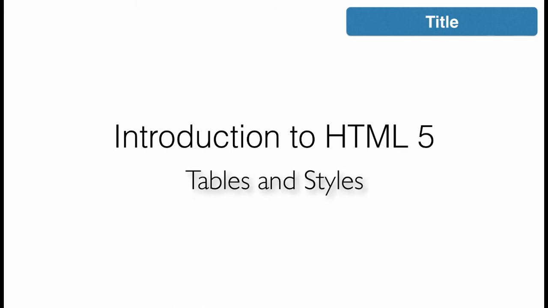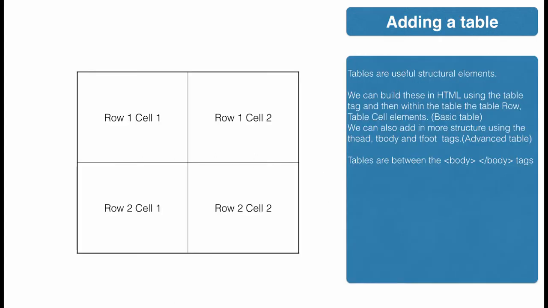In part 2 of an introduction to HTML5, we're going to look at adding tables and then start to explore a little bit of cascading style sheets or CSS as we start to format our table. A table is a useful structural element to add to our page. We're going to create a table that has 2 columns and 2 rows.